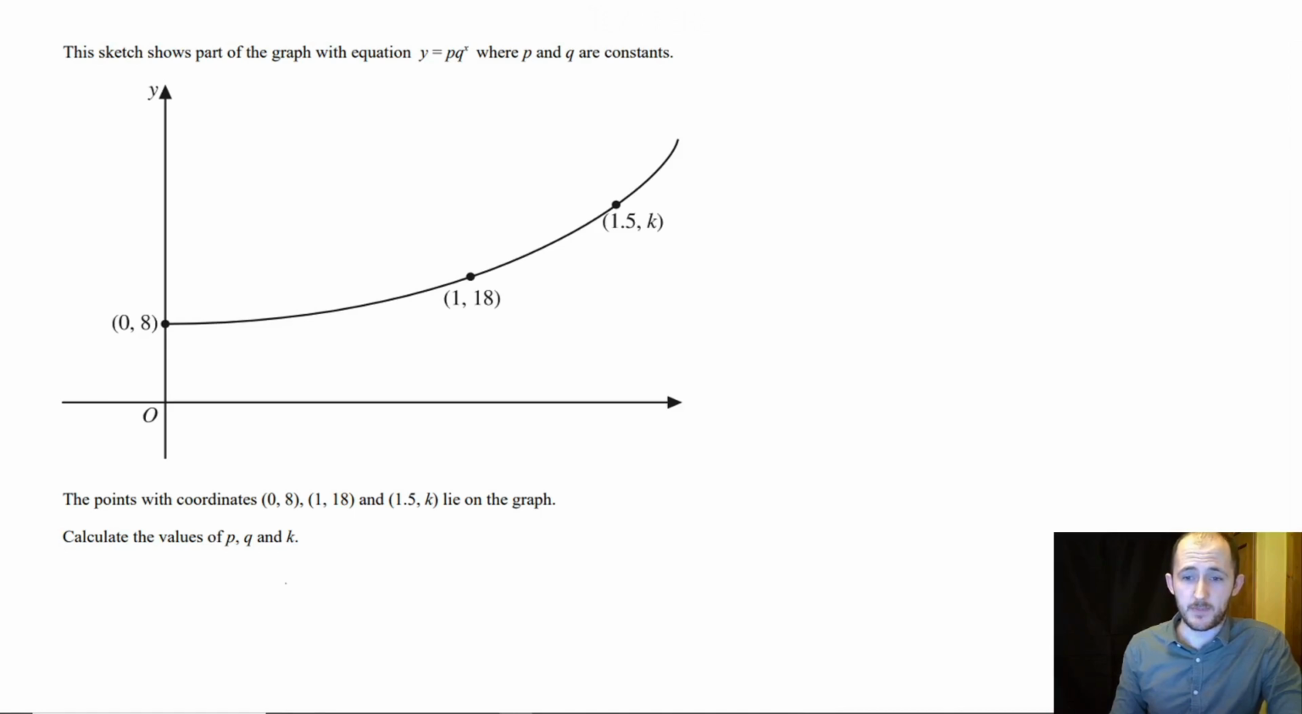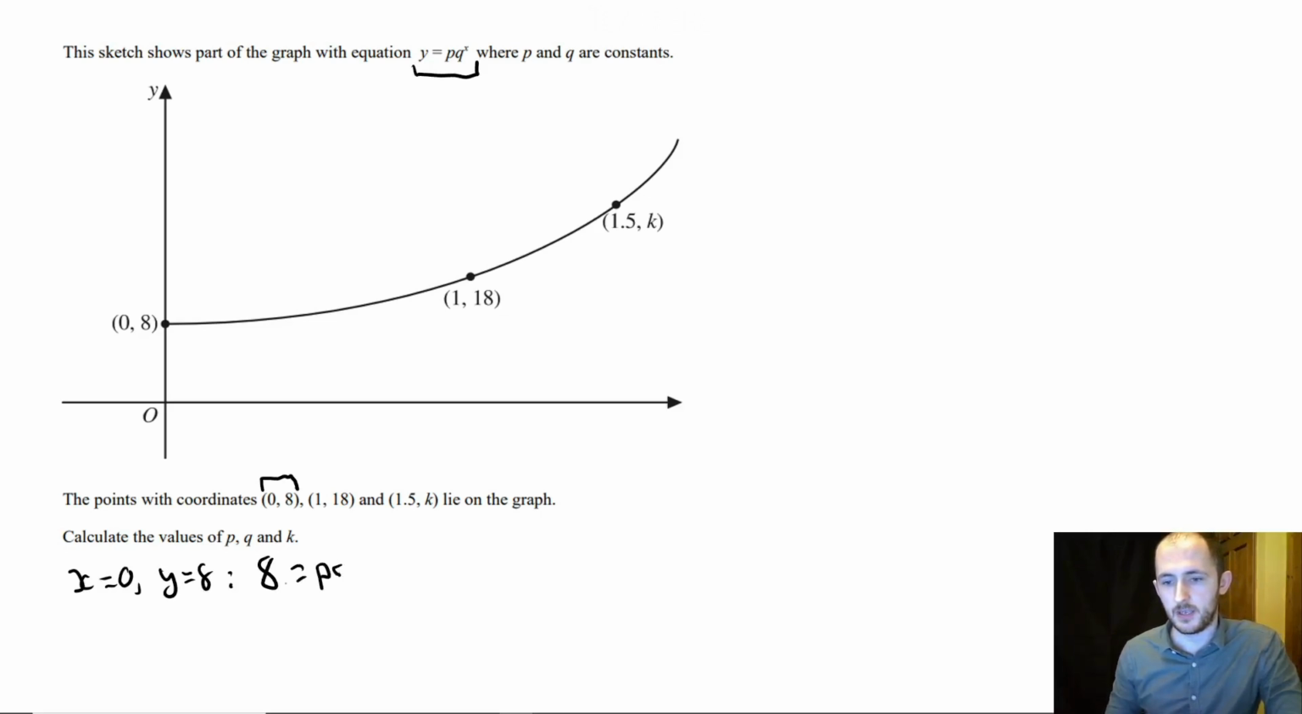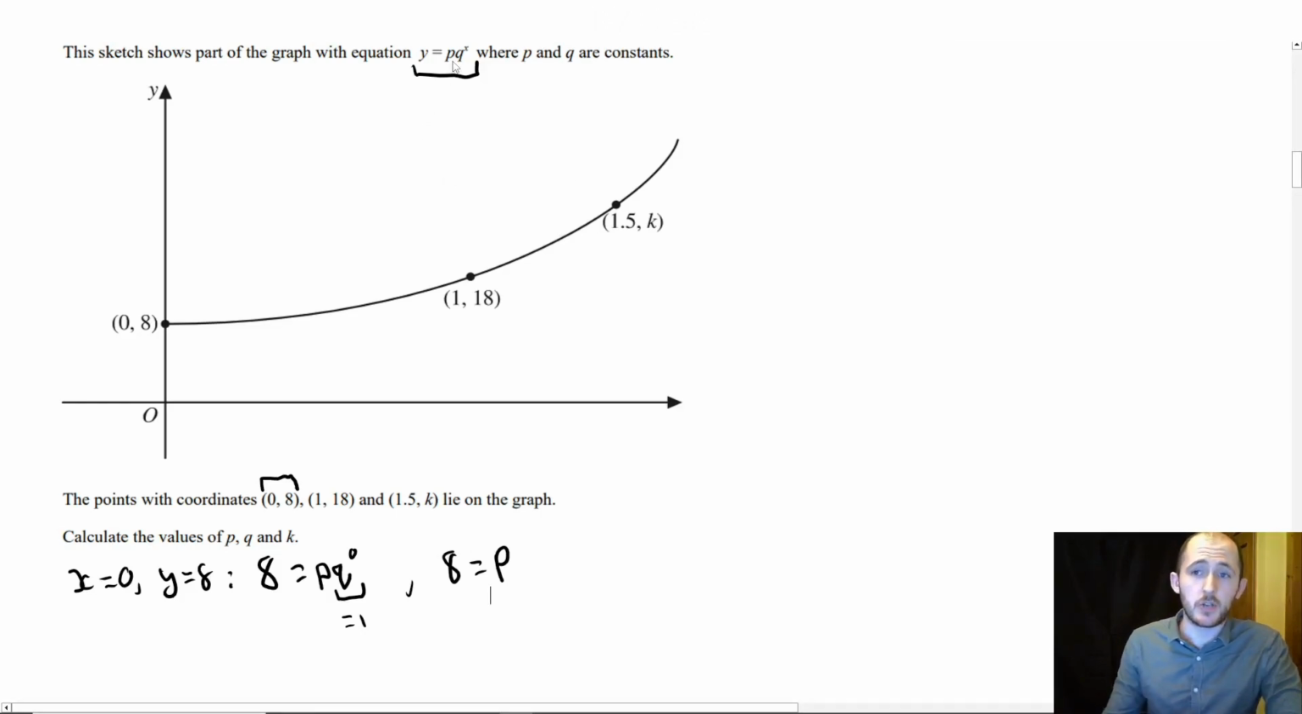What we can do is sub in values using our coordinates. So when x is equal to 0, y is equal to 8. Just subbing into this equation here, we have 8 equals p q to the power of 0. Now q to the power of 0 is just equal to 1. So in other words, we have 8 is equal to p. Nice and easy, right? And again, you could just look at the graph and see this y-intercept value is always the number in front of your base.